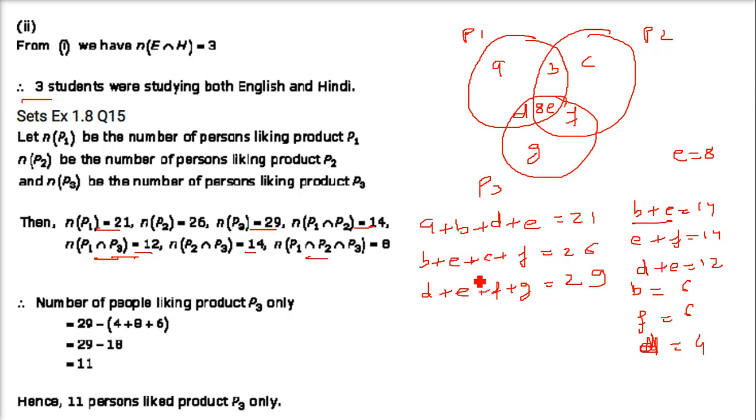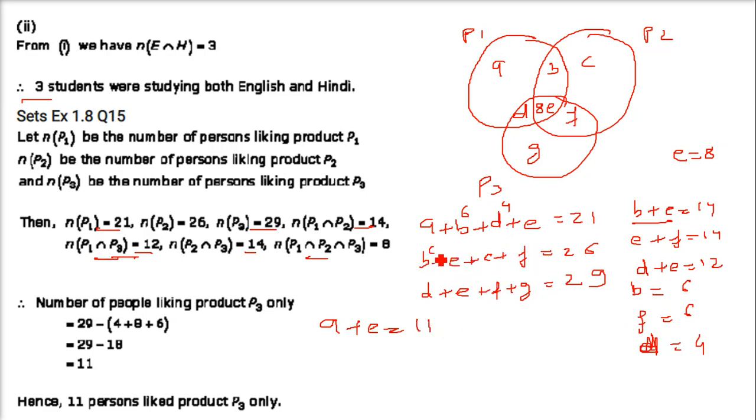Let us write all these here. So what do we get? A plus B plus D plus E. And actually we have to find out the number of people liking P3 only. So P3 only will be this number. How do we get it? B and D we know, 6 and 4. So we put 6 here and 4 here. So A plus E will be 21 minus 10, and that is 11.